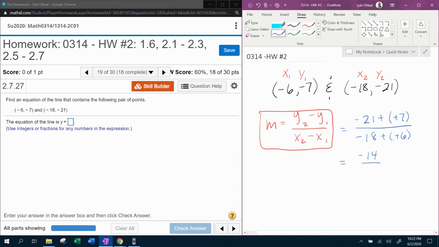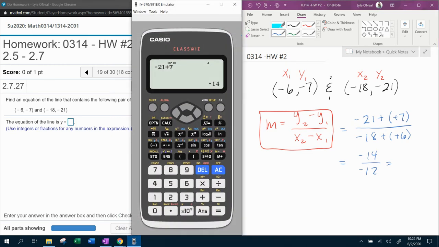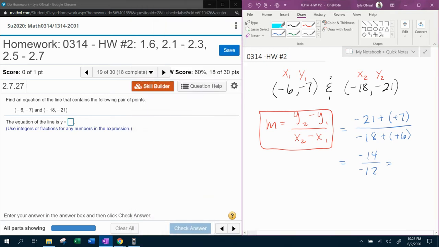And I've got -8 plus 6, which is -12. A negative over a negative makes a positive, and I do need to reduce that to lowest terms. So I'm actually going to ask the calculator for assistance to reduce that. 14/12 is 7/6. And if you're thinking, why didn't I put the negatives in? Remember I said negative over a negative makes a positive. So I knew the slope was going to be positive anyway.